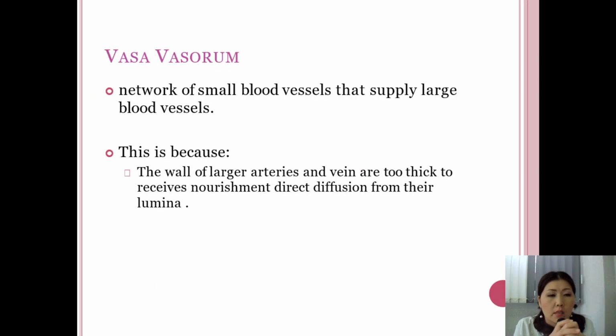And let's discuss vasa vasorum. This is a network of small blood vessels that supply large blood vessels. This is because the walls of larger arteries and veins are too thick to receive nourishment by direct diffusion from their lumina.